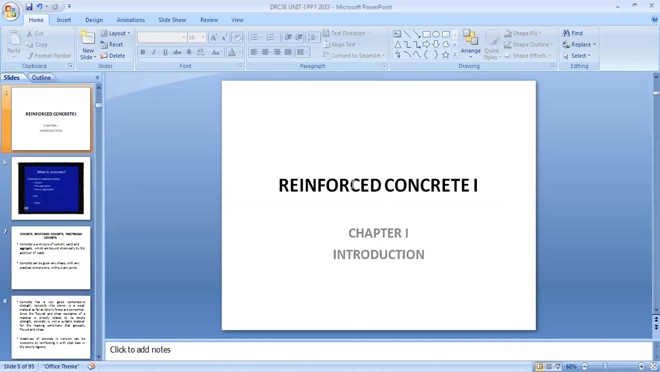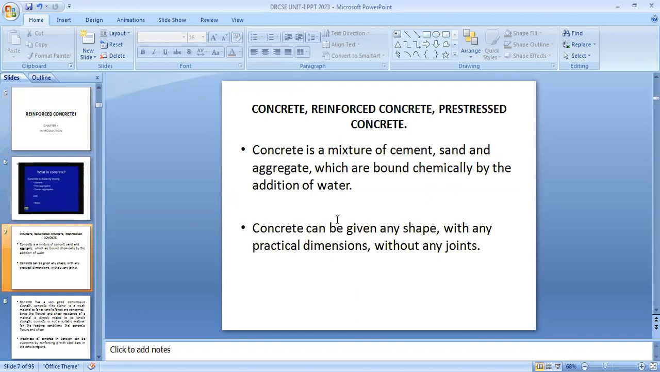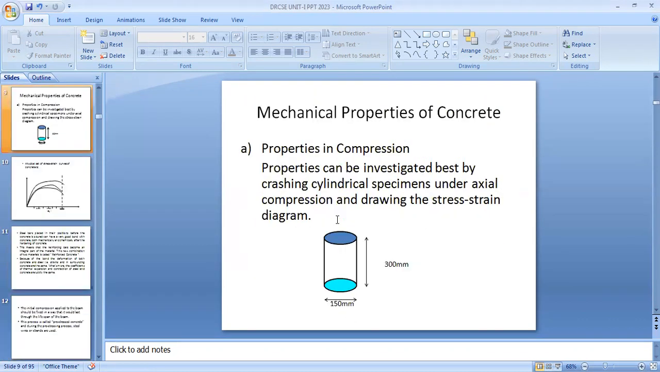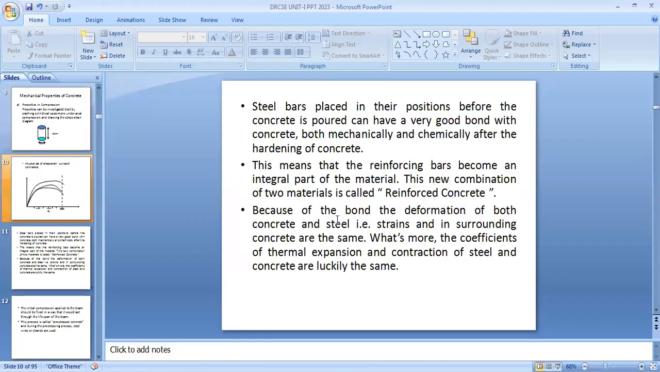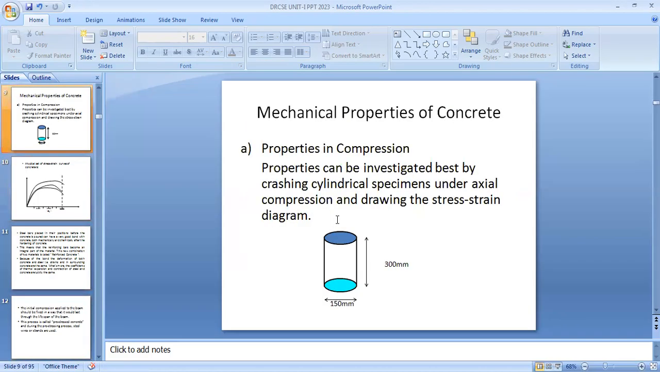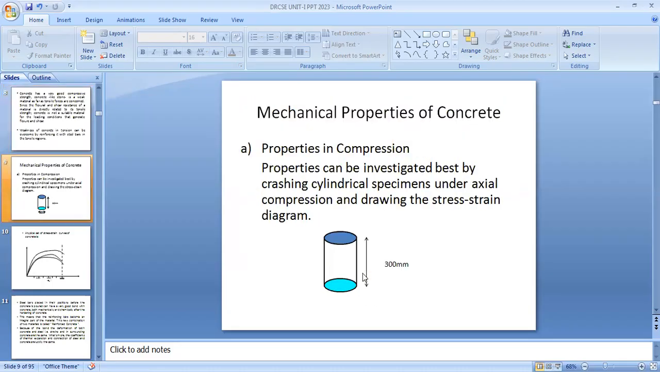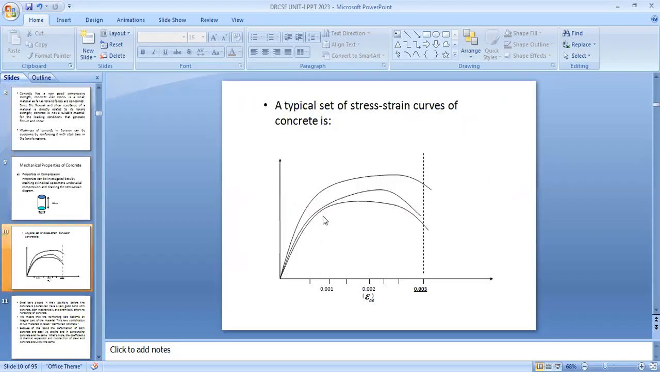Directly I'll go to the subject. All this I explained in the introduction video. What is concrete? While we are introducing reinforcement in the concrete, what is the purpose of introducing steel in concrete? The main point is concrete is strong in compression but weak in tension. That's why, to overcome this, we are introducing the steel bar for tensile resistance.